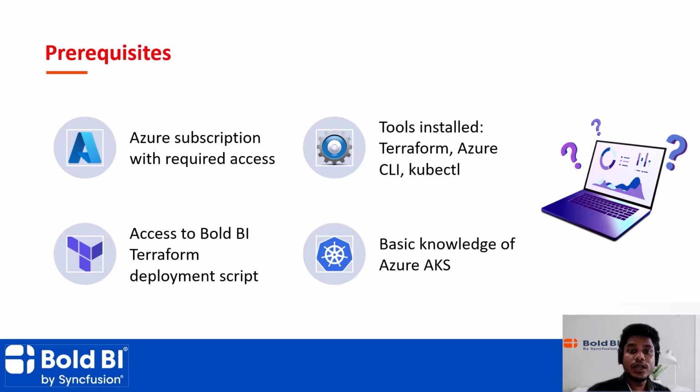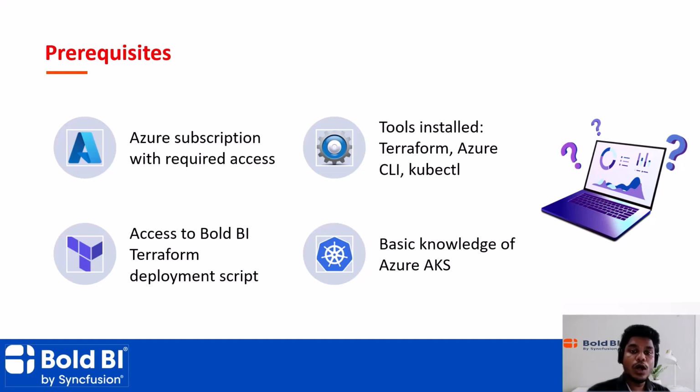Next, make sure the following tools are installed on your system. The first one is Terraform to execute the deployment script, and the second one is Azure CLI to communicate with your Azure subscription. The third one is kubectl to connect and manage your AKS cluster after deployment. You also need access to the Bolt BA Terraform deployment script, which we have maintained in GitHub. Finally, having some basic knowledge of Azure AKS will help you understand the deployment process. If you have all those in place, you are ready to move forward with the deployment.